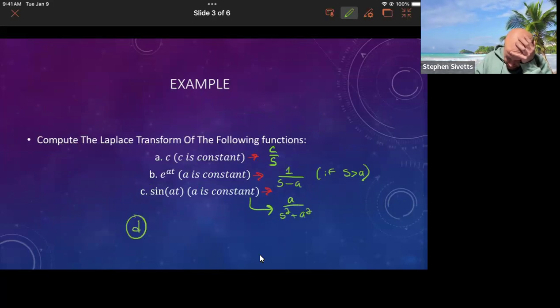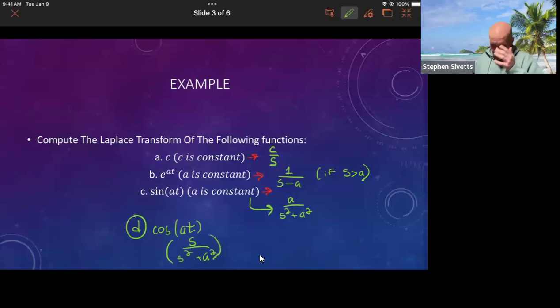And I want you to try figuring out the Laplace transform of cosine at on your own. If you do it right, you should get this quantity, s over s squared plus a squared. Okay, on your own. But most of the time, we will be using a Laplace transform table.